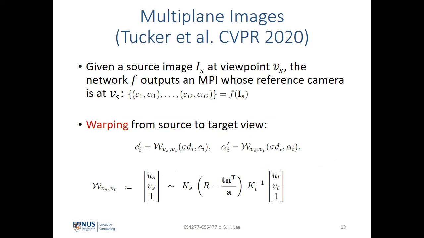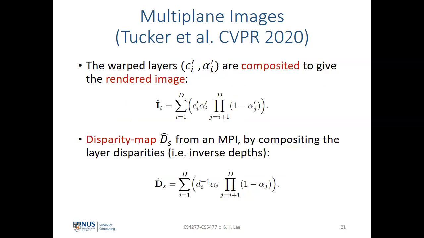And the network is given one source image. You are going to have all the colors and everything, basically the image, as well as the alpha density. So this is something like your volume density. And it actually tells you what is the alpha composition of that particular depth plane. And then once you know how to do this warping from the source view to the target view, you can essentially render the image onto the target view.